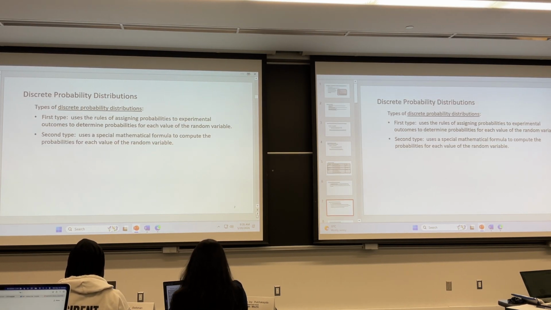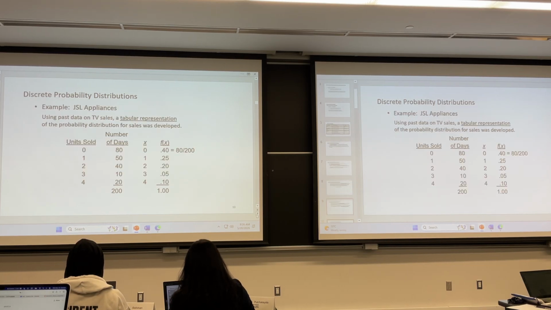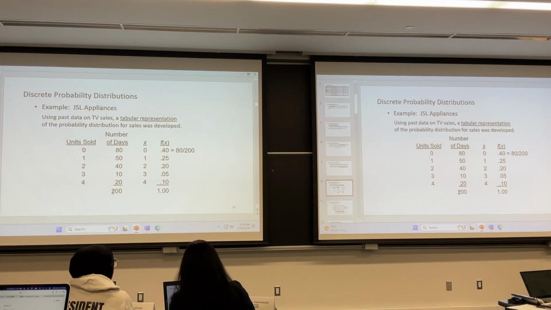Now, probability distribution for a discrete random variable. Number of units sold in a day, anywhere from 0 to 4. How many days you sold 0 units, 1 unit, 2 units, 3 units, and 4 units. Here are the number of days, and here are the total number of days. If I ask you, what's the probability that you sold at least 3 TV sets? What's the answer?